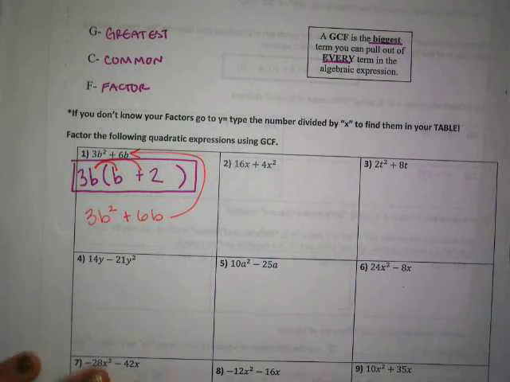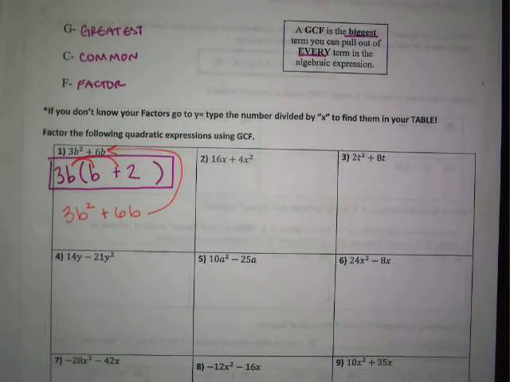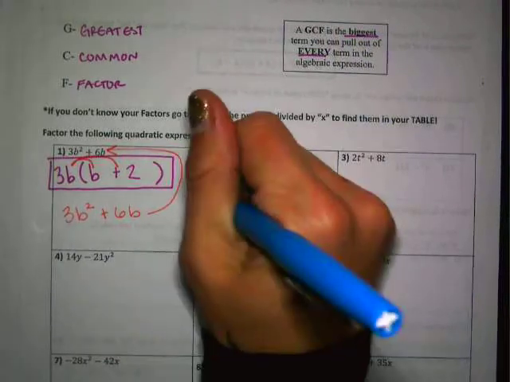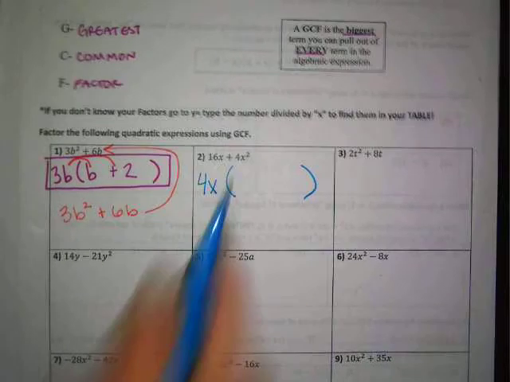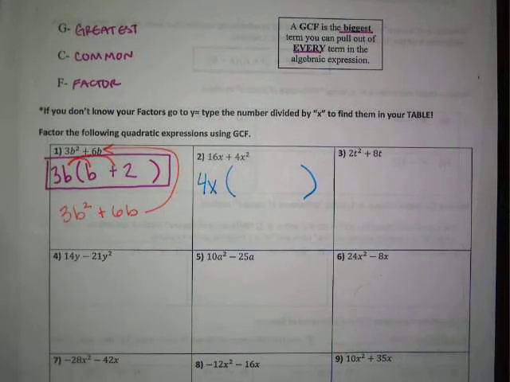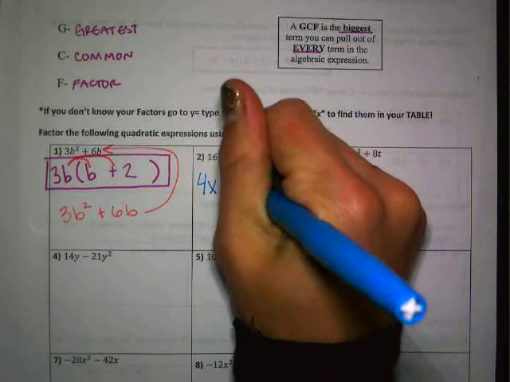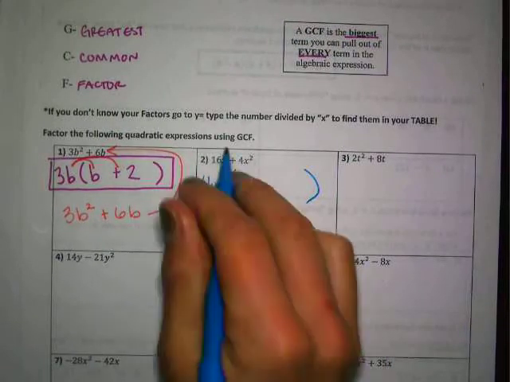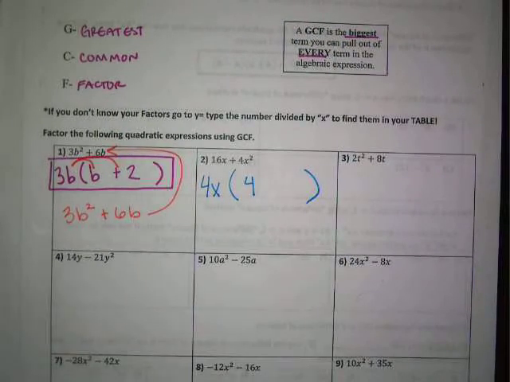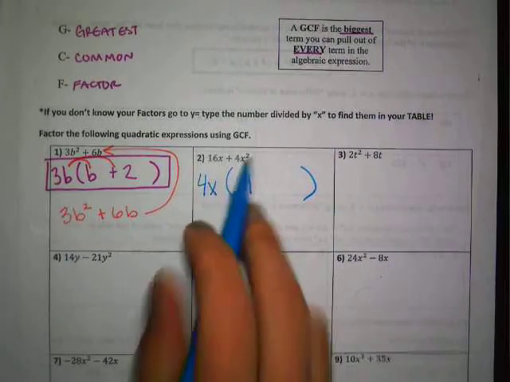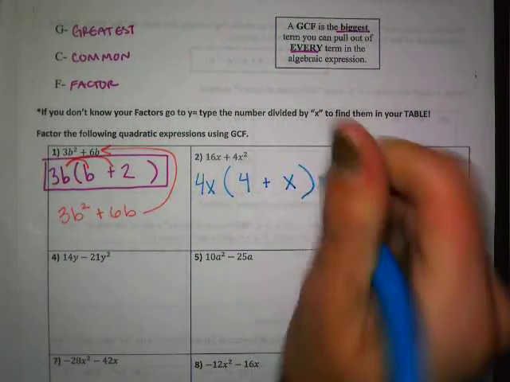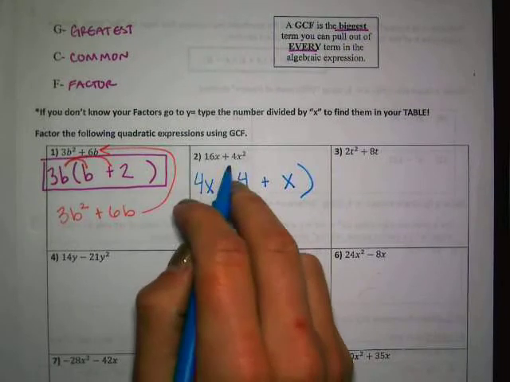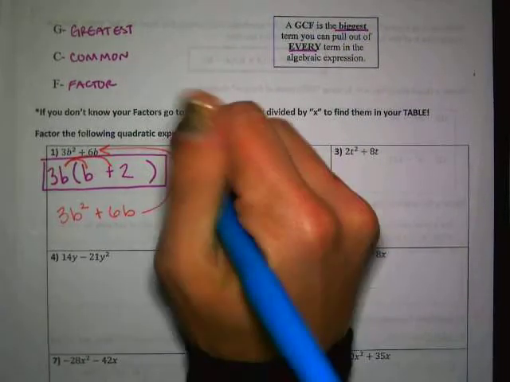All right, so on number 2, what is the GCF? 4x. Good. When I take a 4x out of 16x, I am just left with a 4, because 16 divided by 4 is 4, and then the x's are gone. If I take a 4x out of 4x squared, just an x. 4 divided by 4 is 1, and I took an x from x squared, so I'm just left with 1x.